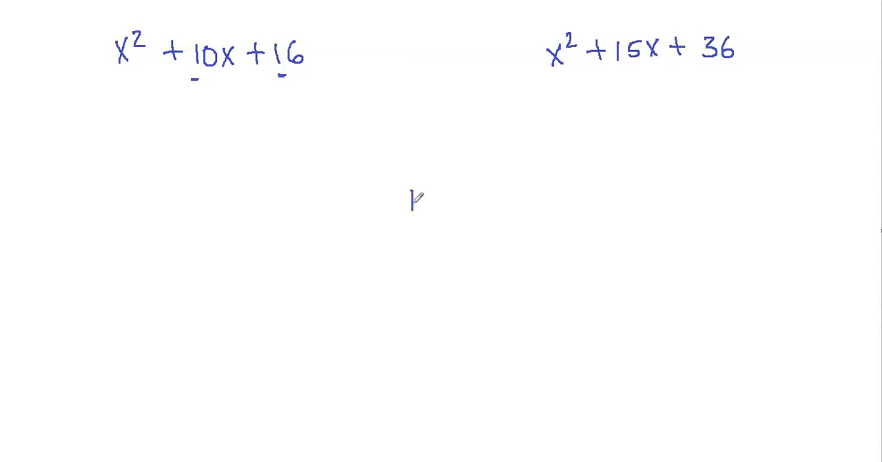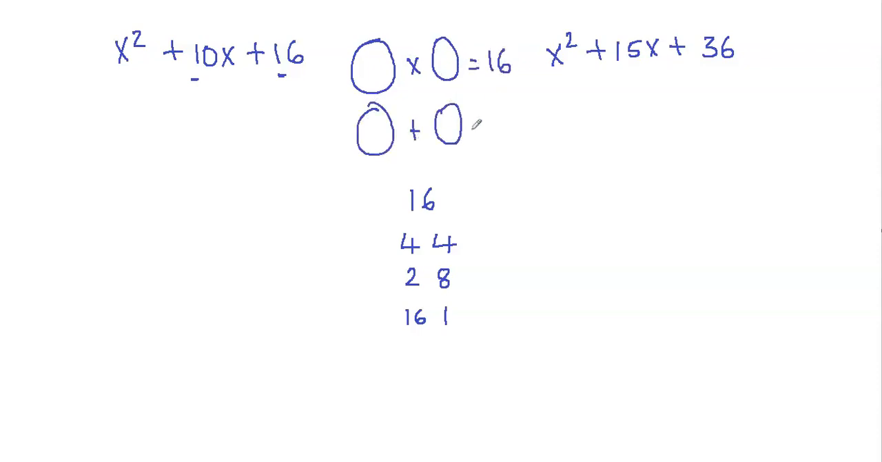So let's write down the factors of 16 first of all. We know that 4 times 4 is 16, 2 times 8 is 16, and 16 times 1 is 16, and that's it. Now we need to think which pair will work in our case. So I need to think of two numbers which when multiplied give me positive 16, but when added should give me a positive 10.